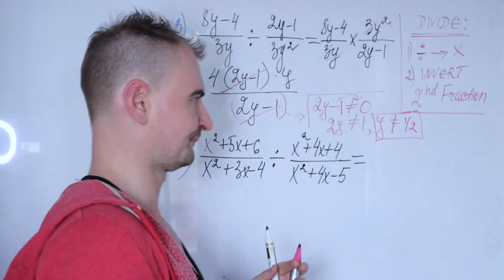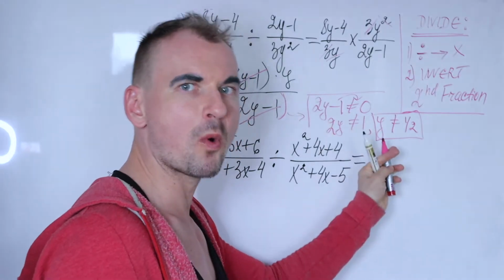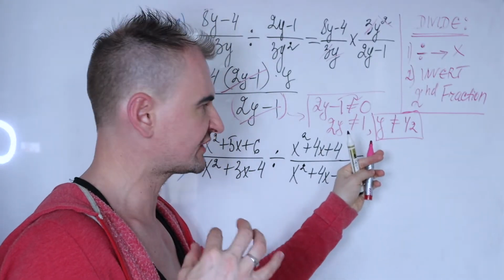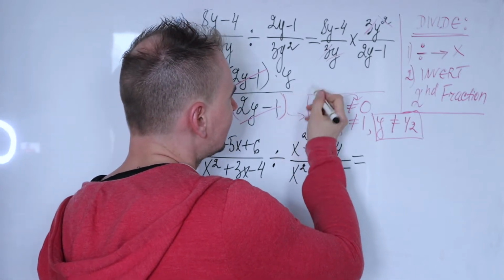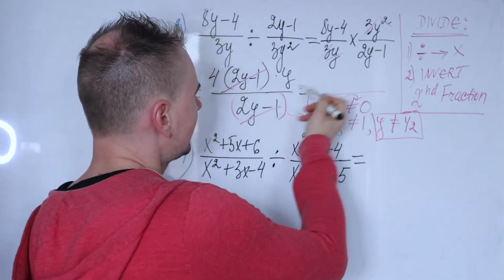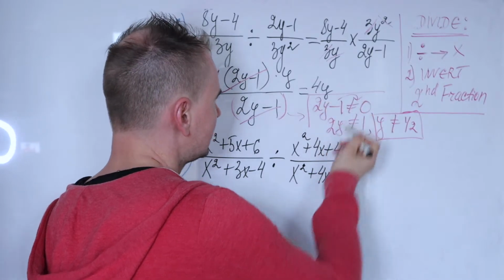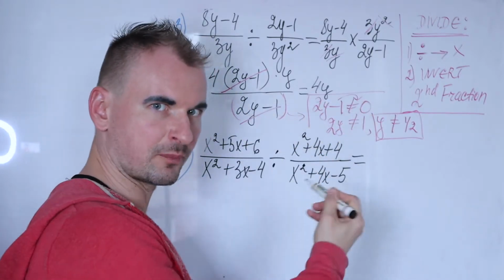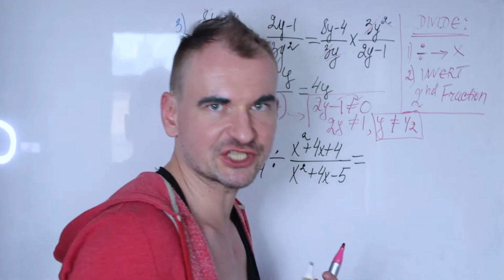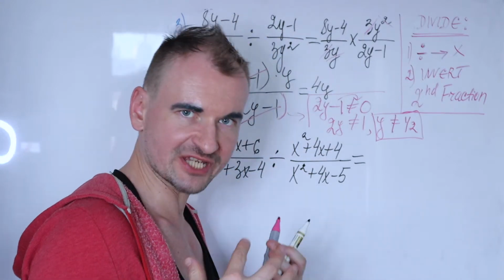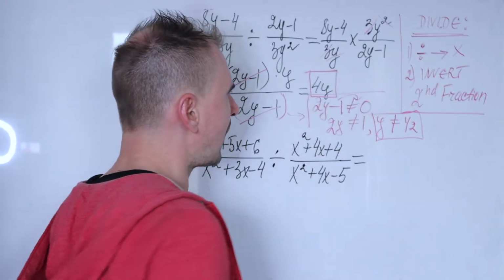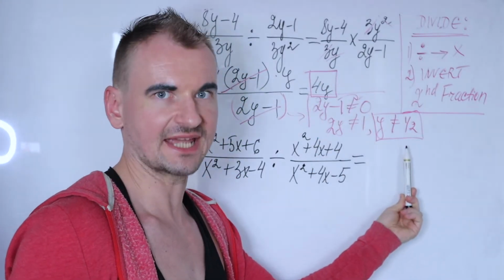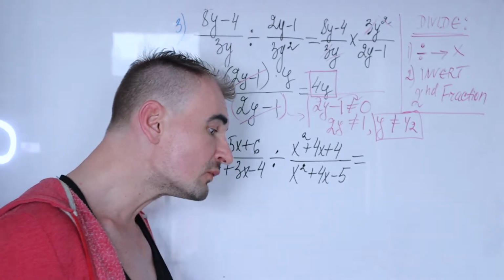And granted that we imposed this condition, this excluded value, we would write our final answer as just 3y. And since you have nothing on the bottom, your bottom actually is 1, so we could just leave it out. And your final answer is just 3y, provided that y is not equal to 1 over 2. Moving on.